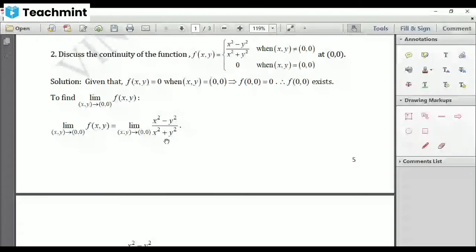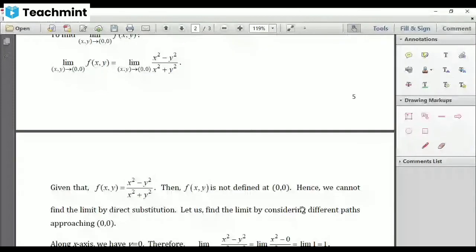It is not possible to solve. If it is a one variable, I would have applied L'Hopital's rule. Then I would have solved this. So this is not defined. Hence, you have to consider the different paths approaching this 0 comma 0. That means, see, we are having the x-axis and y-axis, and this is your origin. So you have to consider different paths approaching this origin, or your origin must be a point on that path.